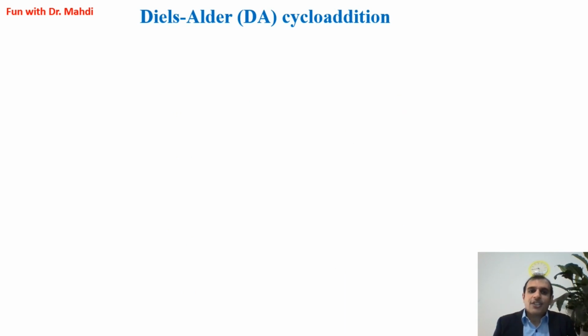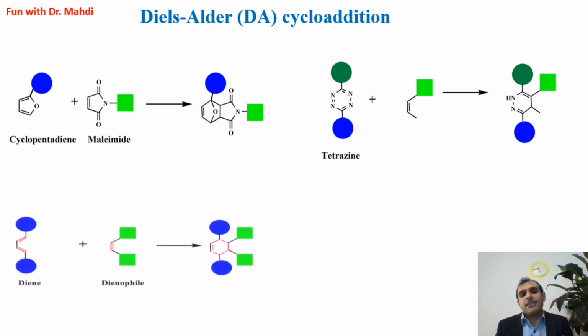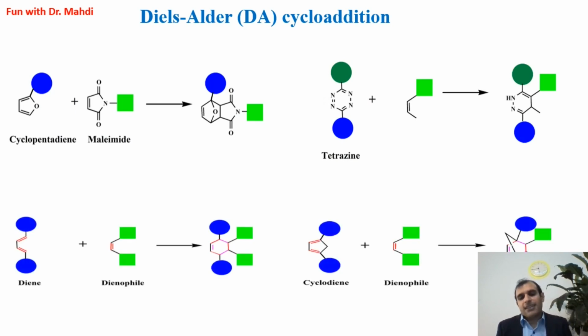Another type of click reaction is Diels-Alder cycloaddition. We can have it in 4 different shapes. Diels-Alder cycloaddition can be done in 4 different shapes. For all of them, the product will be a 6-membered ring. You can see in all of them, the product is a 6-membered ring. I would like to study here this type of reaction, Diels-Alder cycloaddition.